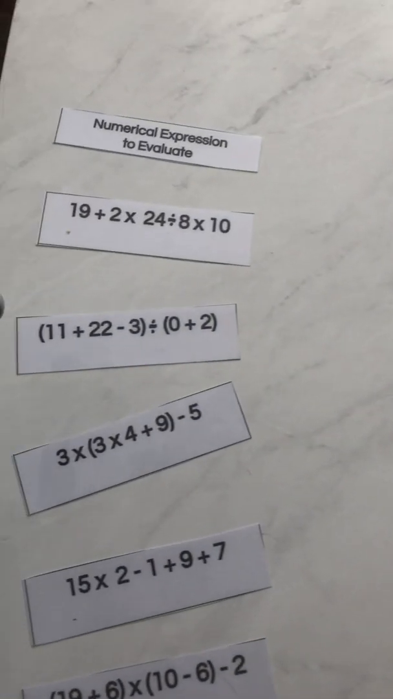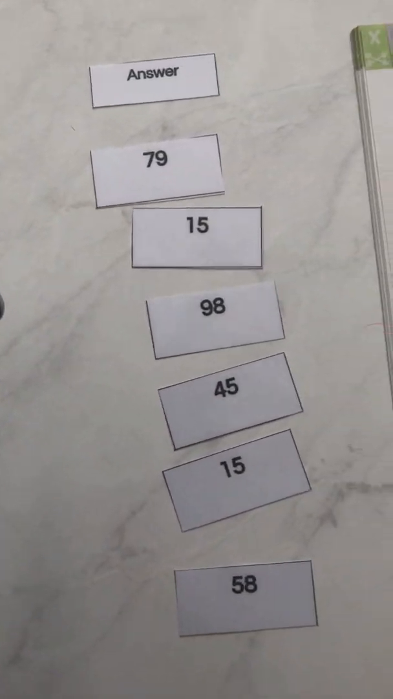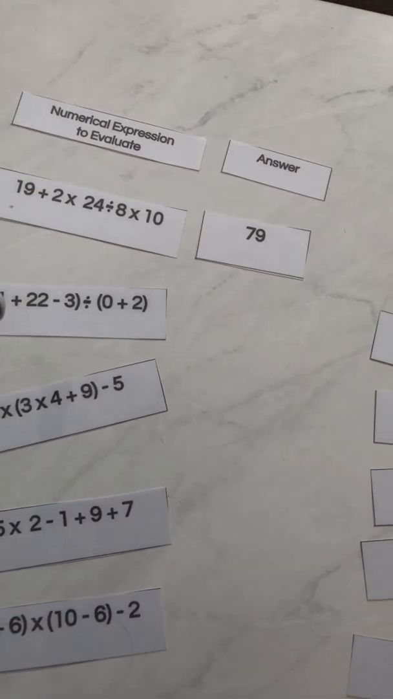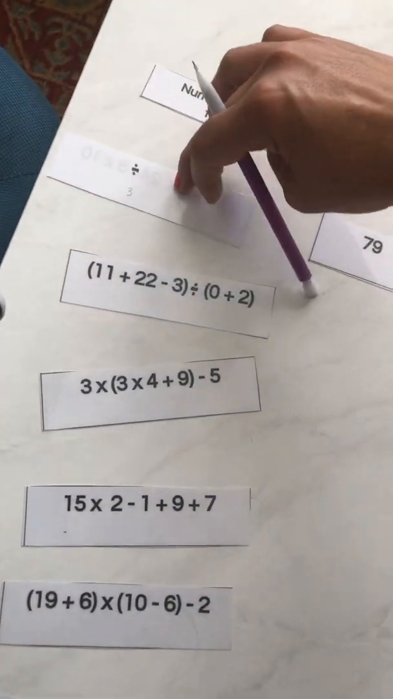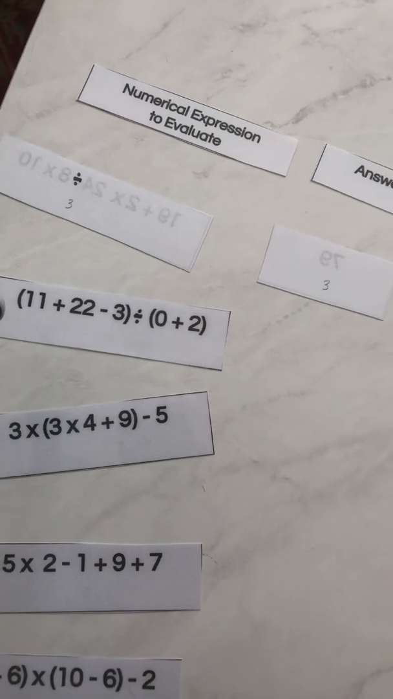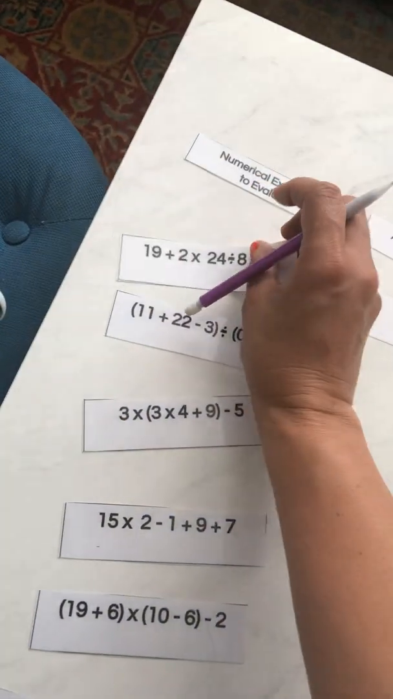And then, so there's my expression. I look at my answers. Oh, 79 is the first one, right there. And then you just flip them over to see if they match, and they do, which means you got it correct.